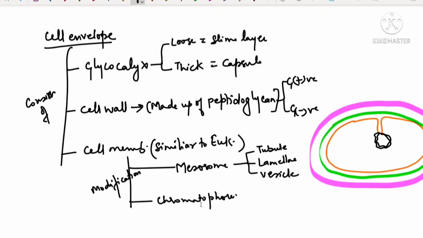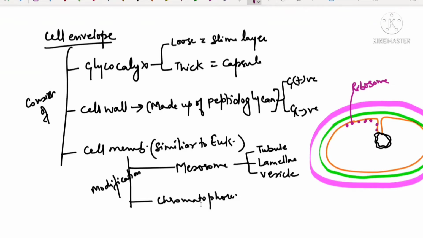After replication, equal distribution. If you look at it, isn't it resembling a cristae? Finger-like projections in mitochondria. And you know, cristae are responsible for respiration, so the mesosome helps in respiration. Majority of the ribosomes are attached to the plasma membrane. So here the ribosomes are attached, though they are present free in the cytoplasm too.